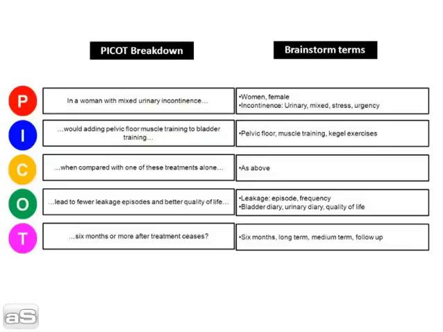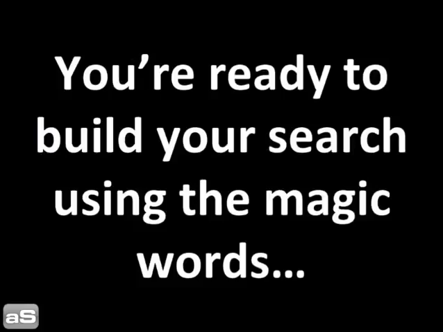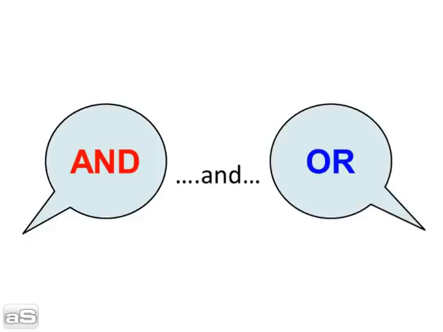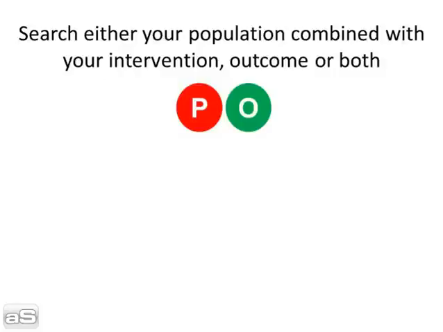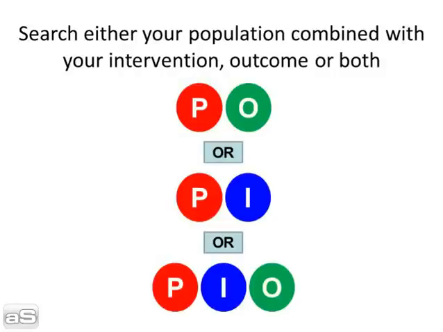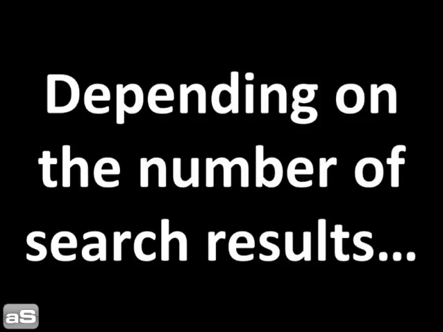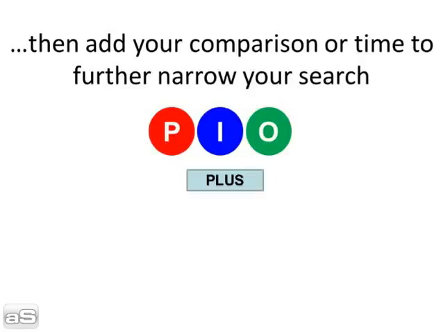Once you've done your brainstorm, you're ready to build your search using the magic words and or. The best way to search your PICOT? Search either your population combined with your intervention, outcome or both. Depending on the number of search results, then add your comparison or time to further narrow your search.